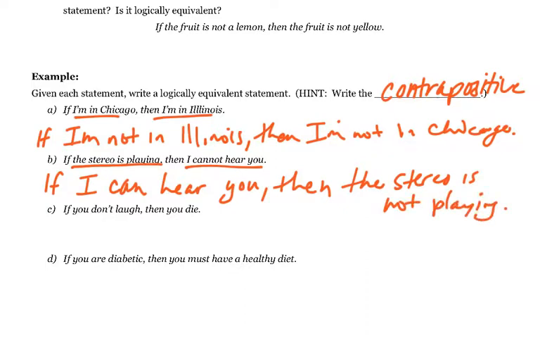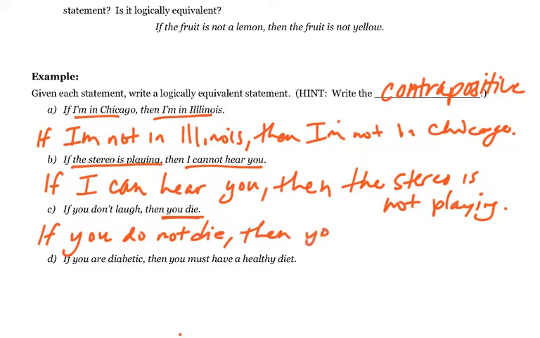Okay. If you don't laugh, then you die. Yikes. I didn't write this one, guys. So that's pretty grim. But anyway, we'll write the contrapositive. So we're going to start with the second one. So I'm going to say, if you do not die, then you laugh. Because the negation of you don't laugh would be you laugh.